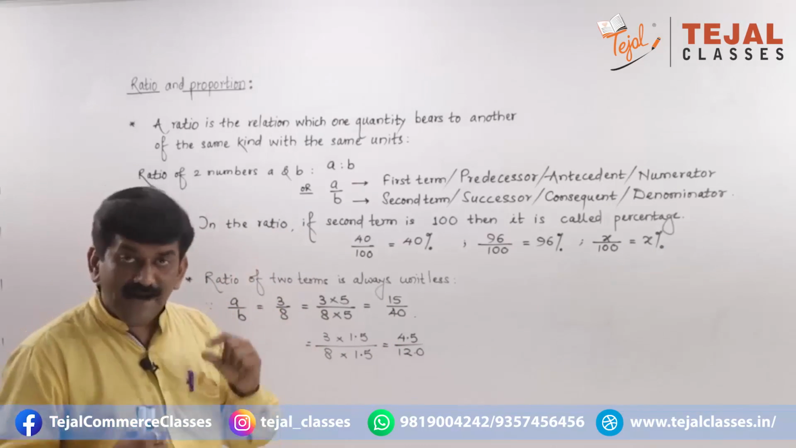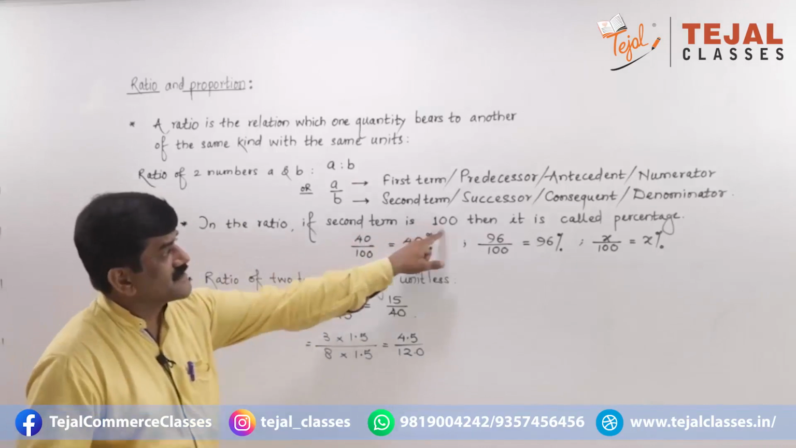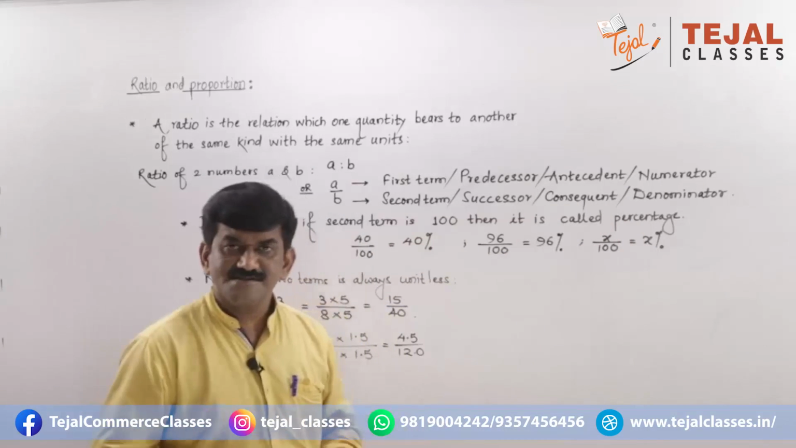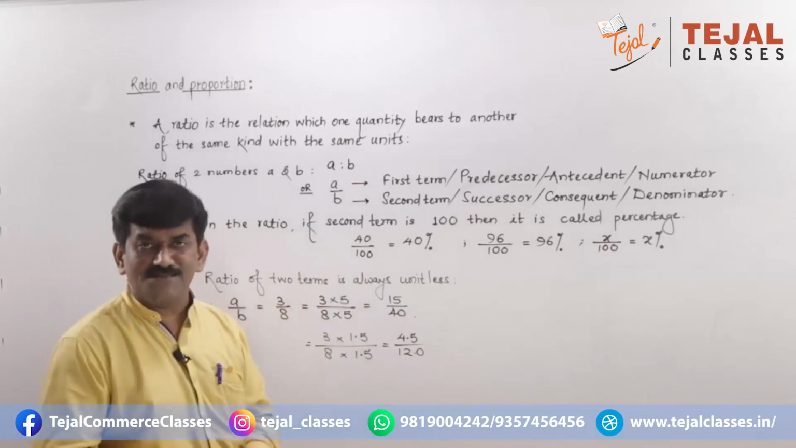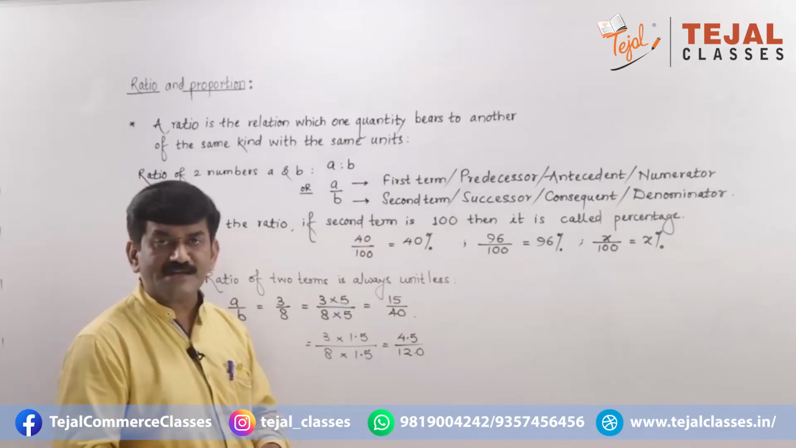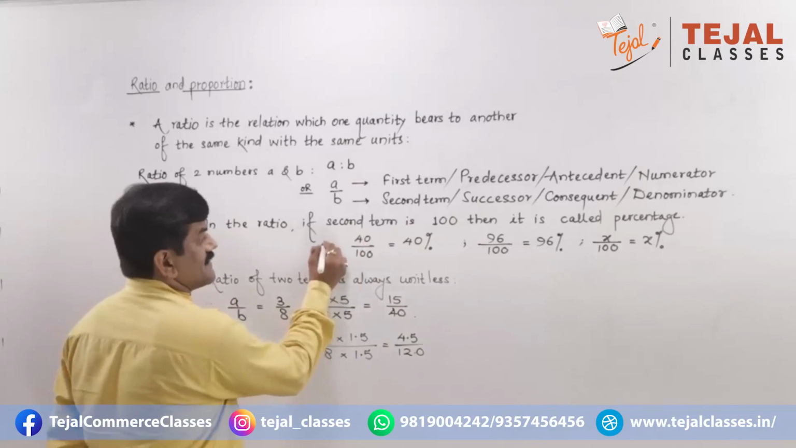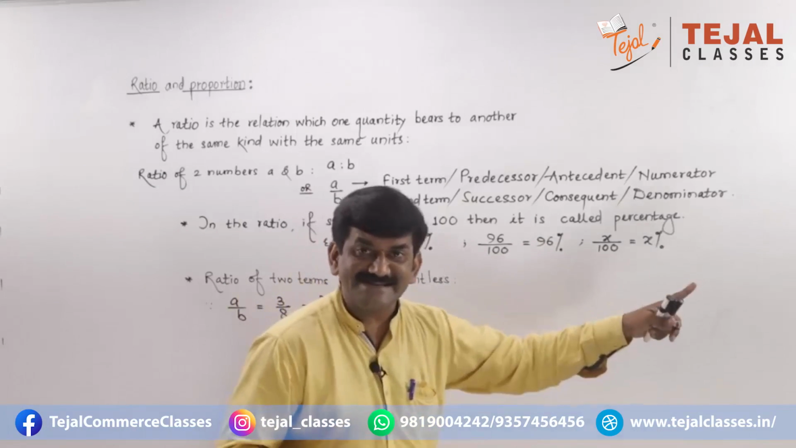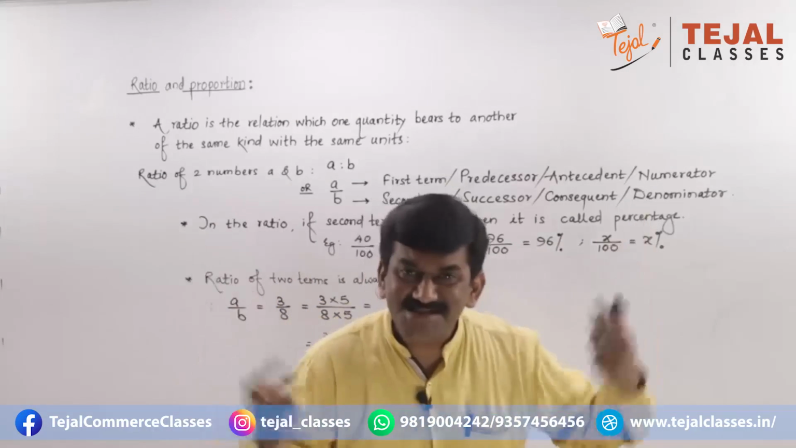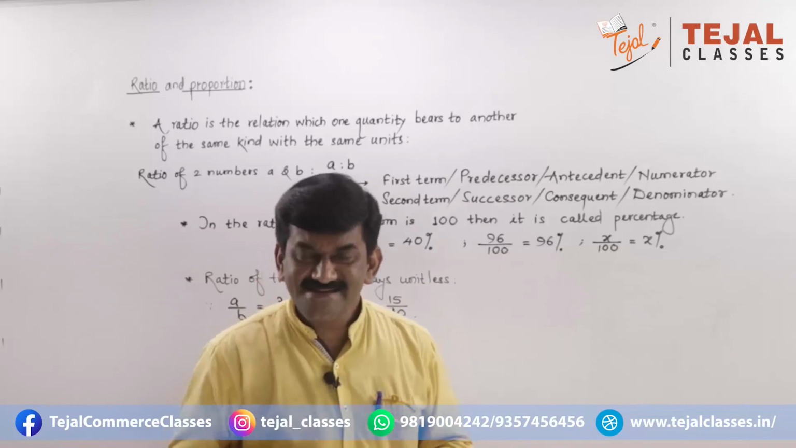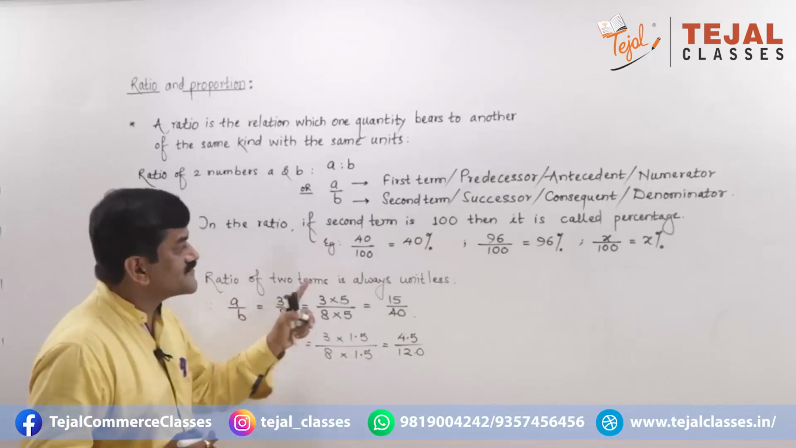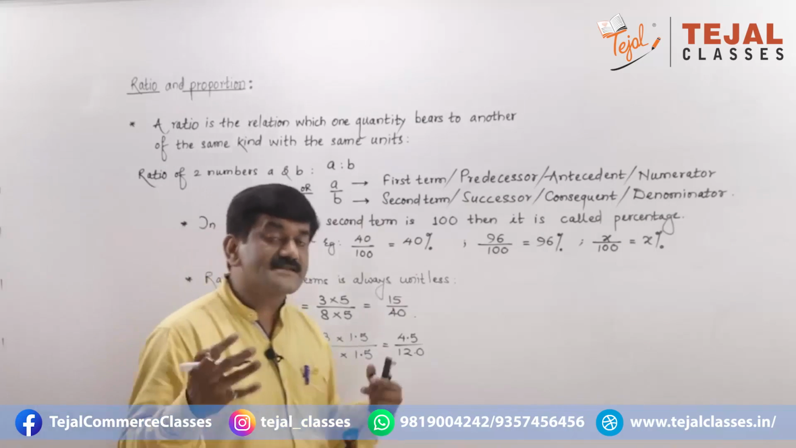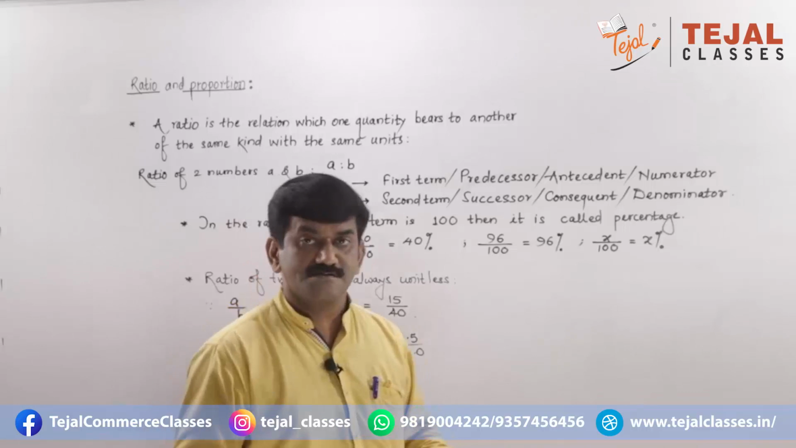And if at the place of denominator there is 100, then it is called percentage. For example, 40 by 100, 40%, 96 by 100, 96%, x upon 100, yes, x%. Then ratio of two terms is always unitless. Yes, it is true.